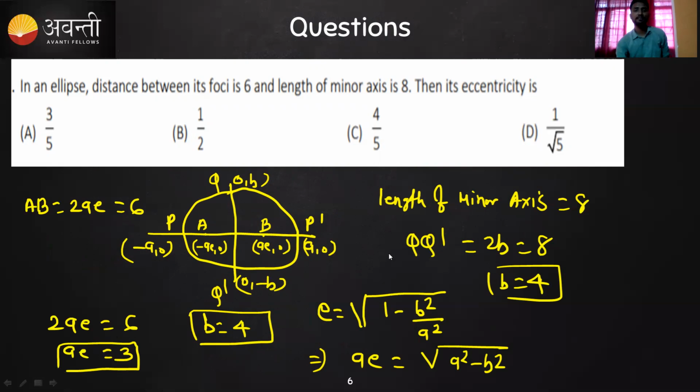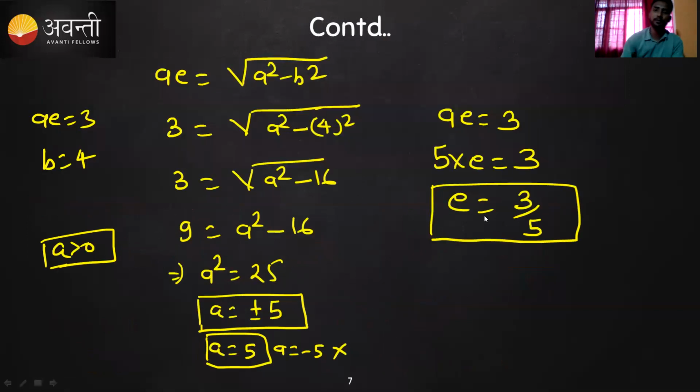The length of the minor axis, everyone knows, is 2b, that is 8. From here, we will get b. And then we know the relation in the ellipse. In the ellipse, the eccentricity is nothing but root under 1 minus b square by a square. So from here, you can take the LCM and remove the a, because root under a square will be a. So you get another relation, and just put in all the values, you will get the value of e. Okay. So moving on to the next question.